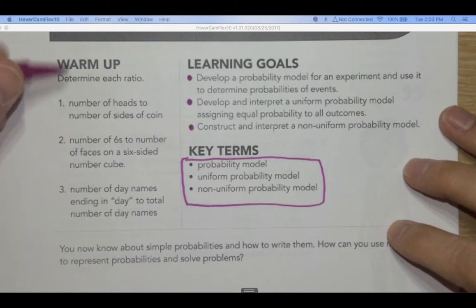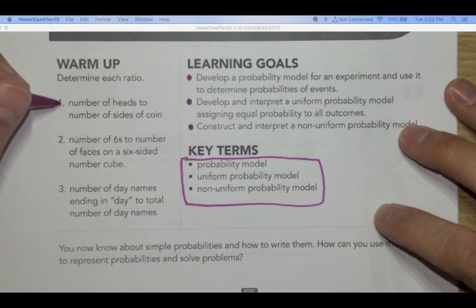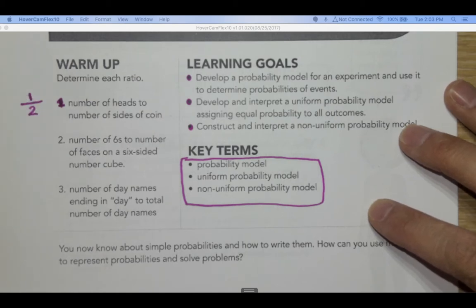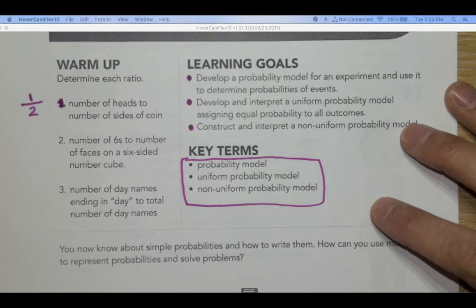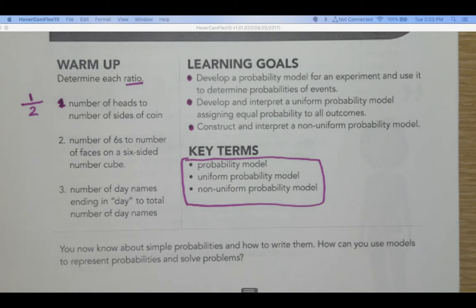Our warm-up exercises for this section. Determine each ratio. The number of heads to the number of sides of a coin. Okay, well, there's one outcome that would be heads on a side of a coin, and there are two possible outcomes. So my probability would be 1 to 2. And it's a ratio, so probability is kind of like a ratio as well.